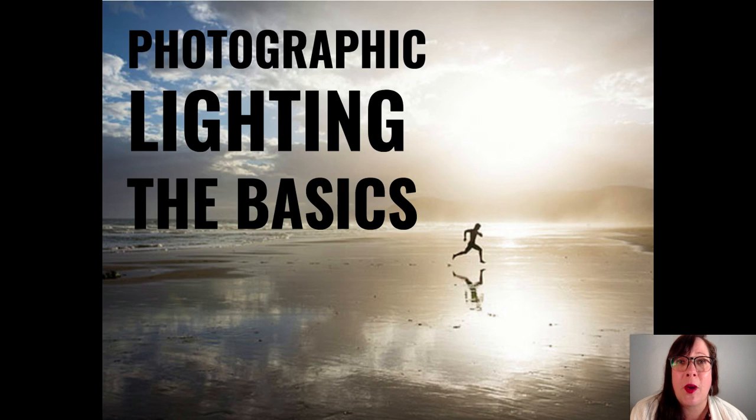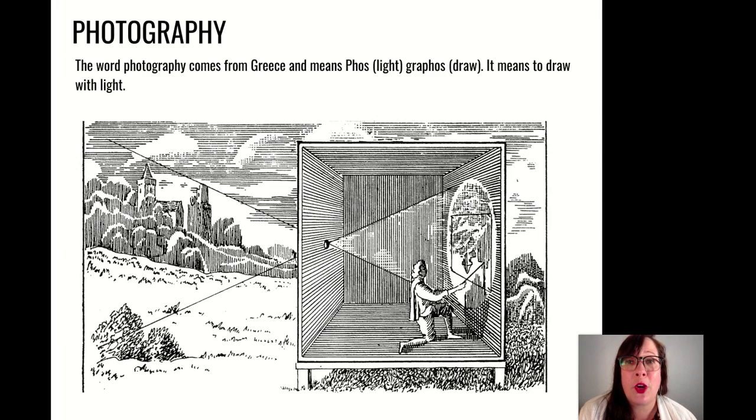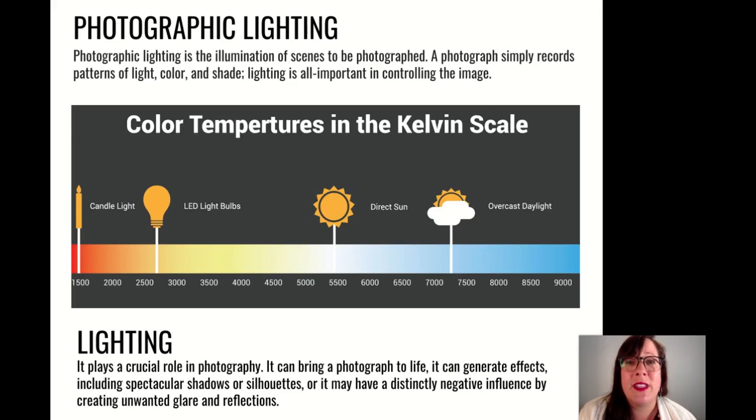This is a very complex subject, and we're just going to cover the highlights today. So the word photography itself means light drawing. So the idea of controlling light is very important in the art and science of photography. Photographic lighting itself is actually very complex, but it's important to know the basics as we move forward in our learning.